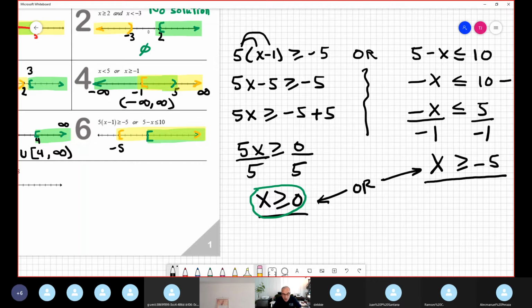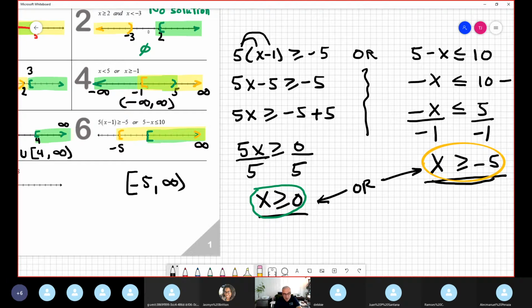So when you connect it by OR, OR is a union, OR is put together, it's obvious that the union of the green and yellow is just the yellow only, because the green is absorbed totally by the yellow. So what's the answer? Well, the answer is bracket negative 5, comma infinity.